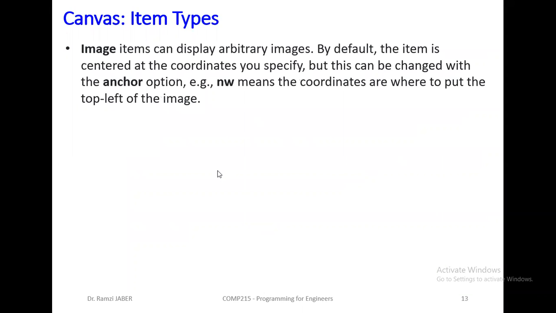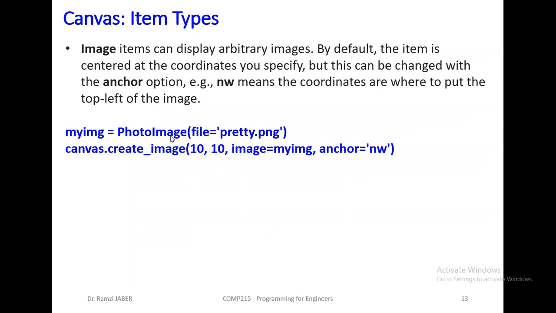Image, we can also put an image inside the canvas. The image takes two lines, two commands. Any variable, my image equals PhotoImage. You can put any image in Python canvas, but the image must be PNG. JPG did not work in canvas. So save your image as PNG. You can put one image or many images. It should be at the same level as your code, because here we put file equal only the file name of the image. If you put it in another directory, you can write the path here, C backslash my documents backslash my file and so on.